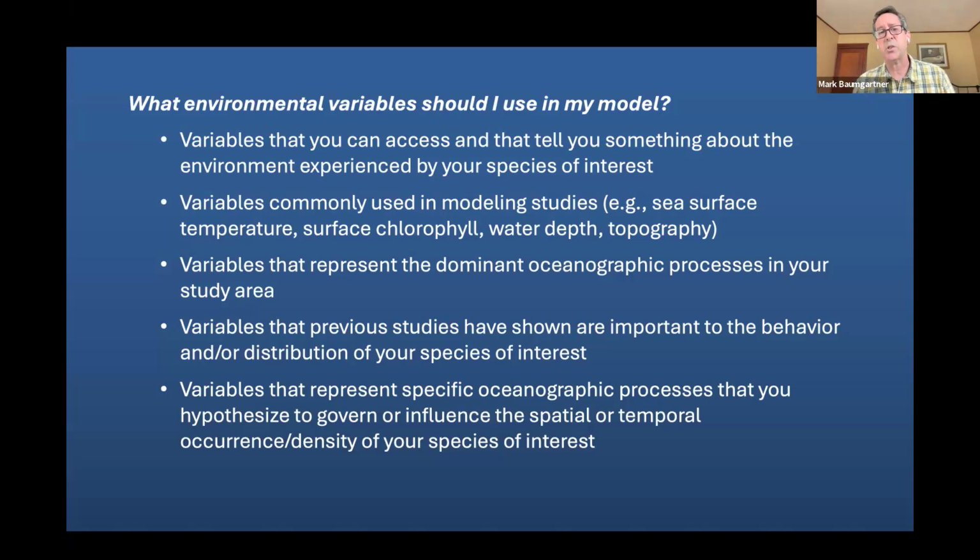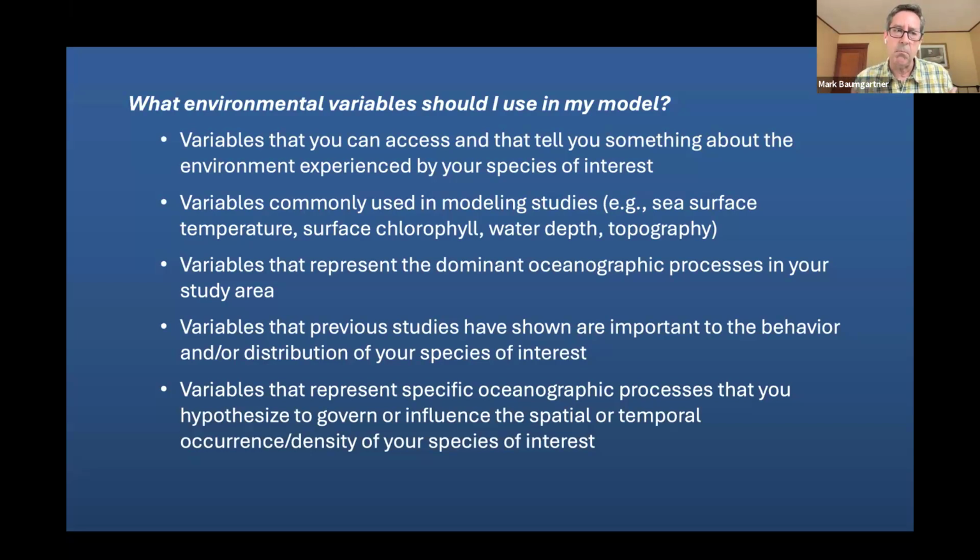You could also look to the literature and say, well, what other variables are used in modeling studies? And there's a couple ones that you'll find over and over and over again. Sea surface temperature, surface chlorophyll, water depth and topography are always in these types of models, and for good reason, often. So those are also variables that are readily available, and I think that's why we see them in so many modeling studies, because sea surface temperature is widely available from remotely sensed sources as well as surface chlorophyll.